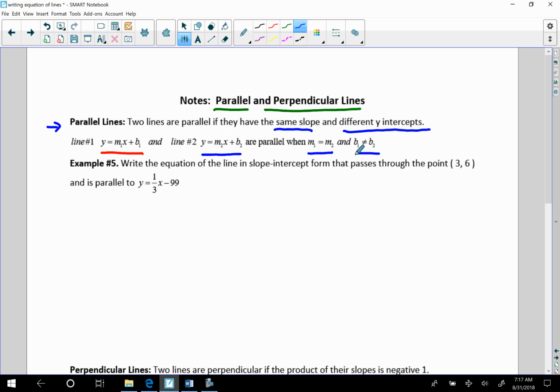So example number 5. Write the equation of the line in slope-intercept form that passes through the point 3, 6 and is parallel to y equals 1/3 x minus 99. We threw that -99 in there to realize that, hey, you don't need that. Because all you need from this line, if I want parallel to this line, is this slope.